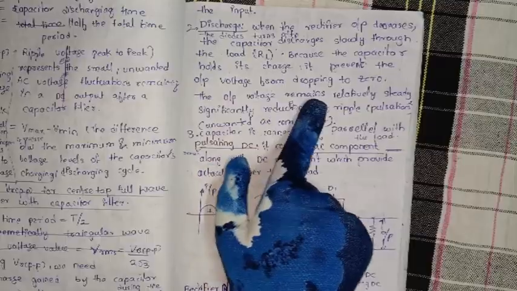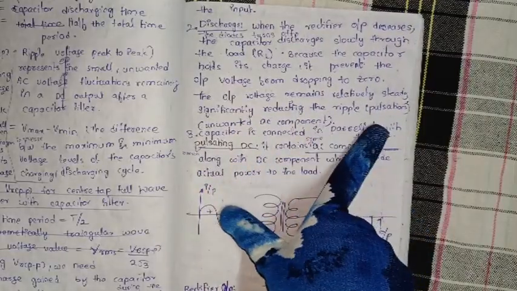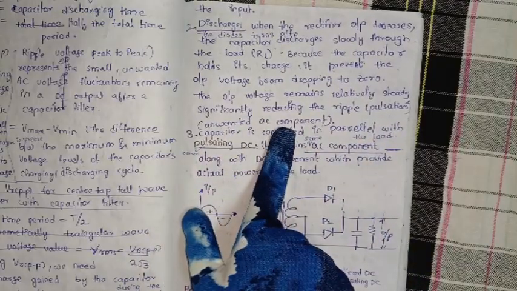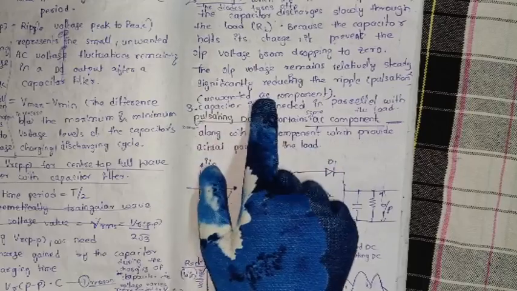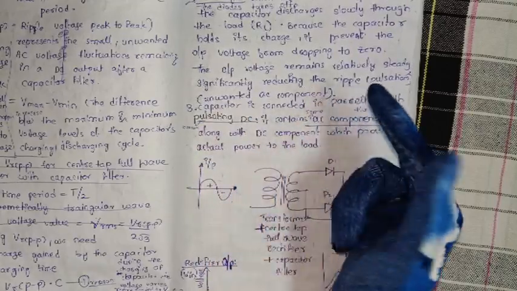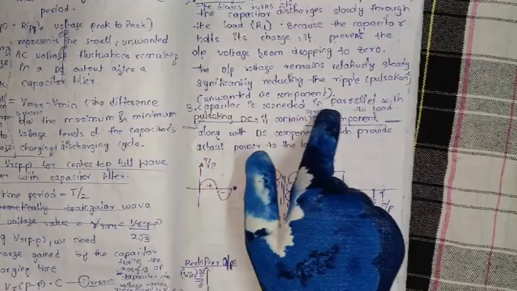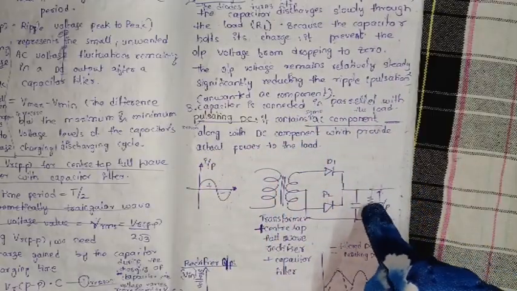Then the output voltage remains relatively steady, significantly reducing the ripple, means pulsations, the unwanted AC component. Ripple means unwanted AC component present in the pulsating DC. Then the capacitor is connected in parallel with the load. Here, parallel with the load.